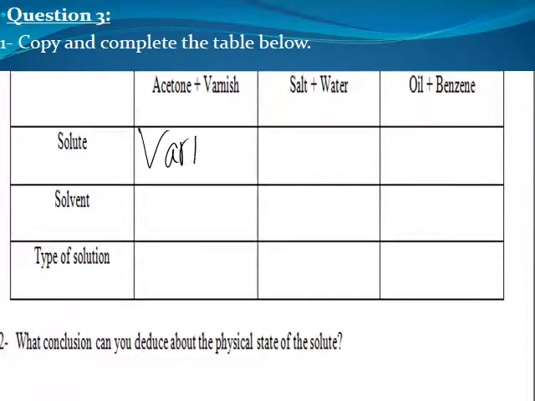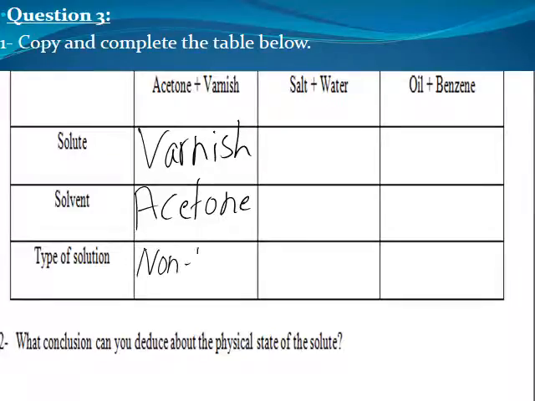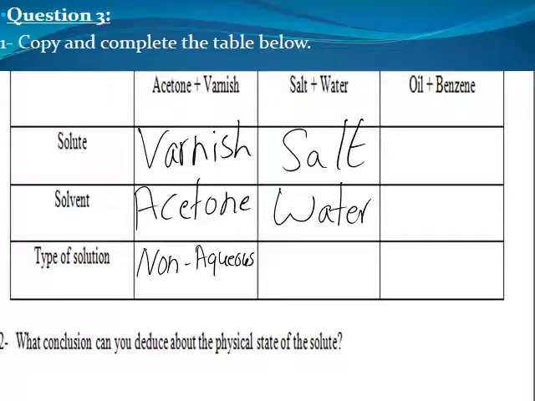Varnish. Solvent? Acetone. Aqueous or non-aqueous? Non-aqueous. Justify. Because it doesn't contain water. Excellent, that's it. Thank you. Moving back to Joel. Salt plus water. Solute. Salt. Solvent. Water. Then the solution is an aqueous solution.